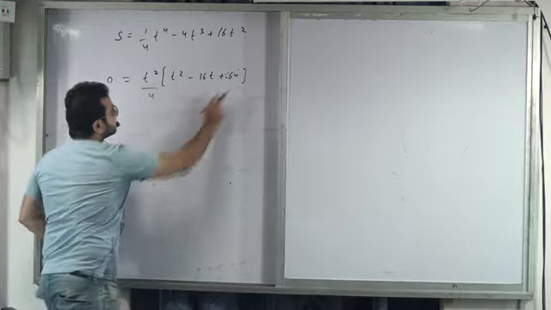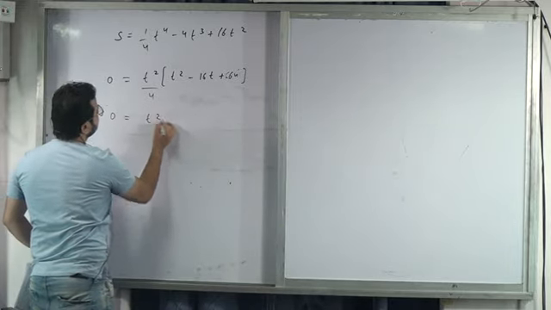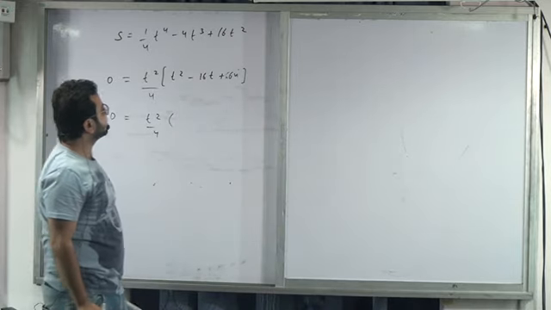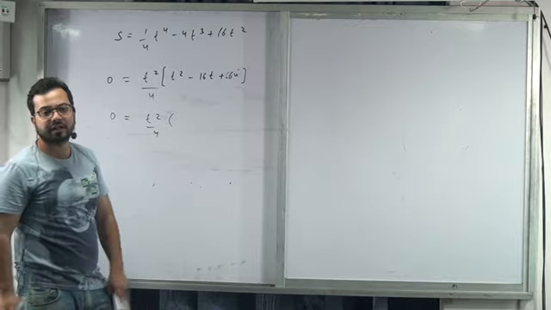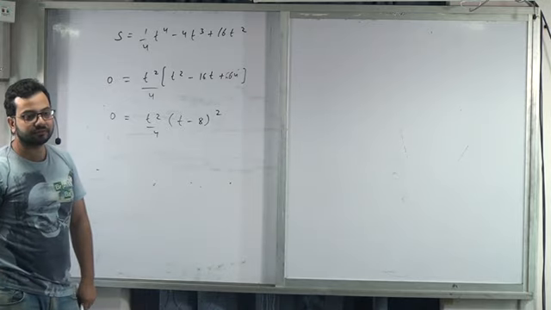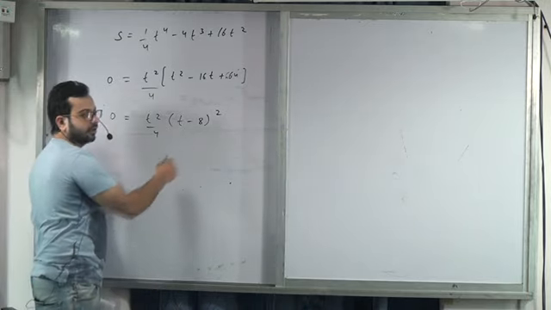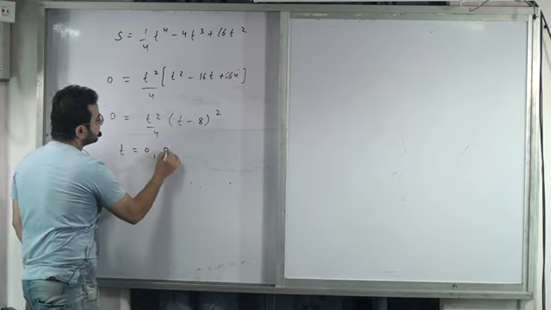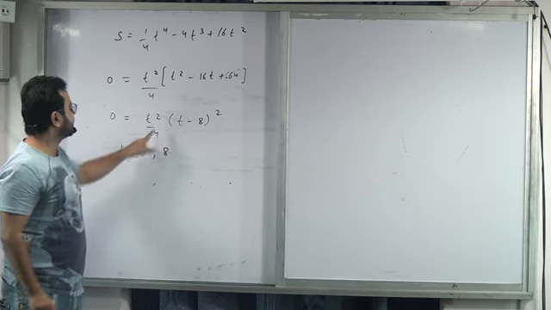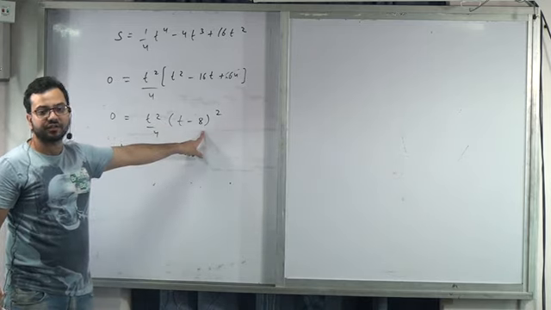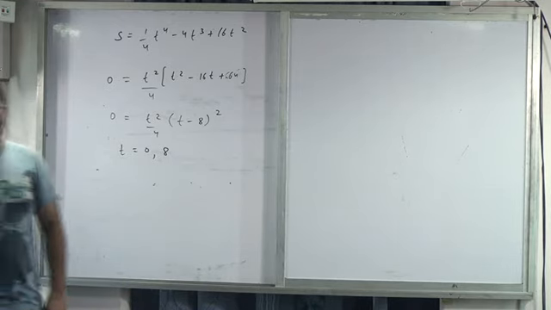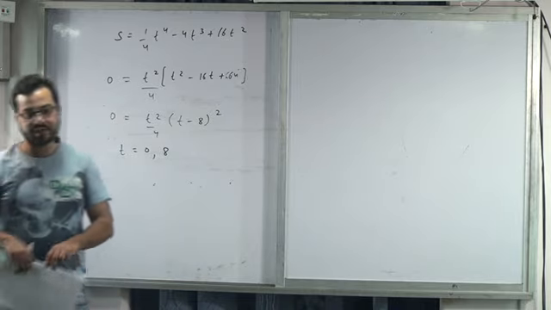Alright, can I factorize this? So this will be 0 is equal to t square by 4, and then can I factorize this? This is t minus 8 whole square. Is that clear? So I get either t is equal to 0 or t is equal to 8. Either t square is 0, that means t is equal to 0, or t minus 8 whole square is 0, that means t is equal to 8. So the times at which it is at its mean position are 0 or 8 seconds. Is that clear?